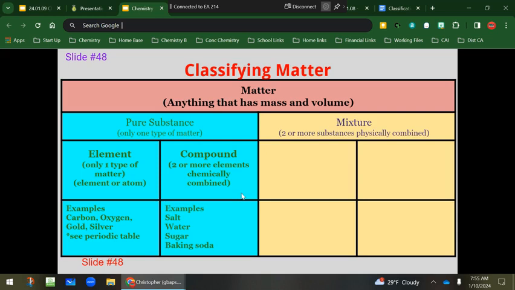Now, examples are salt, water, sugar, baking soda. There are literally billions of examples of compounds out there, ladies and gentlemen. Literally billions of examples out there.